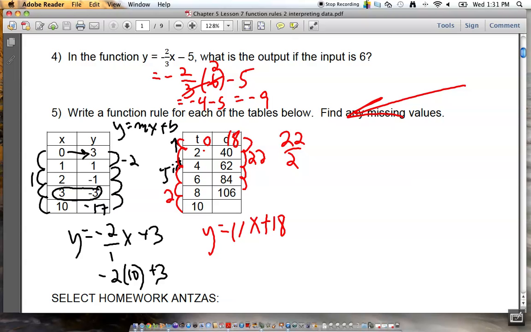The last thing we need to do is fill in the value here. Why don't you do that right now? Plug in the 10 into the equation and see what you come up with. Okay, what's 10 times 11? What is 10 times 11, guys? 110. Plus 18, what's 110 plus 18? 128. Good.